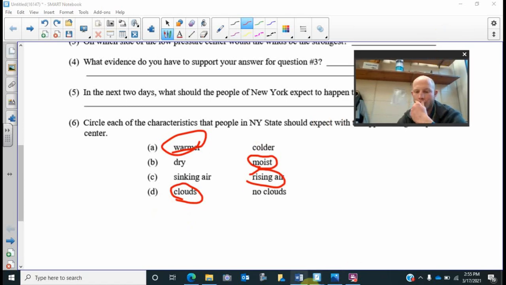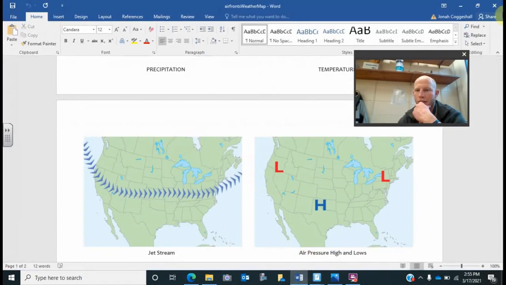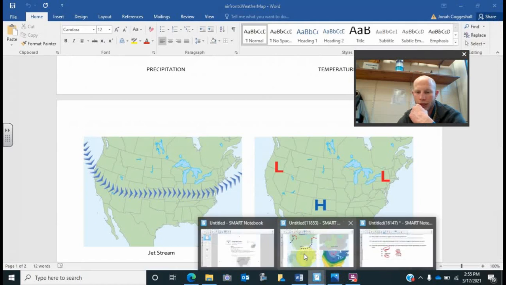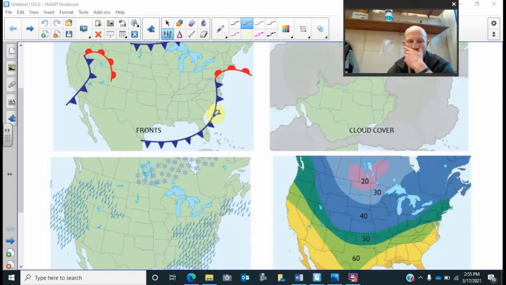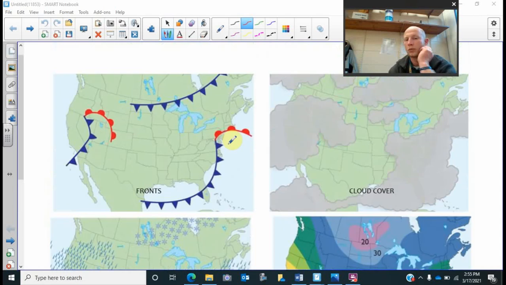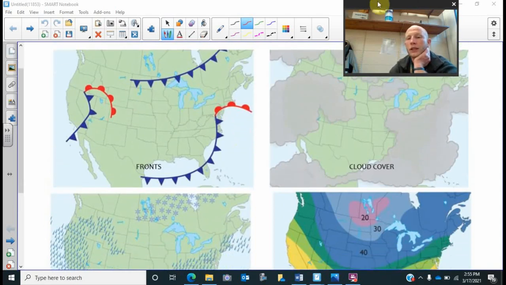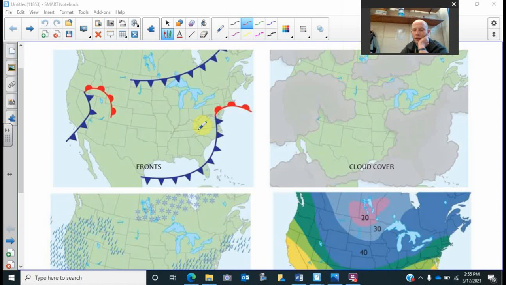Next, we're moving on to this guy. Actually, I have this on here. So you'll need this for the first question on your homework. We're supposed to be looking at these maps, and these maps are looking at the same location, the same date and everything. So I see my air fronts here. Here's my warm air front. Here's my cold air front. Here's my warm air front. Here's my cold air front.